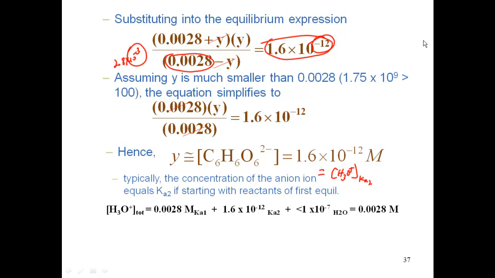How much effect would 1.6 times 10 to the negative 12 have on 0.0028 if I add them up? None. I mean, that's several powers of 10 difference. So it's not affecting it. What about 10 to the minus 7th? And remember, it's smaller than that because we're going to do some shifting by adding other concentrations of hydronium. How much would that affect 0.0028? None again. Okay, so in essence, what I'm showing you is that those last two can be neglected, and that's why we can just say the concentration from that first equilibrium is the concentration of our final answer.